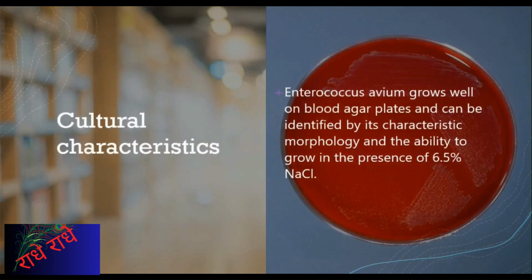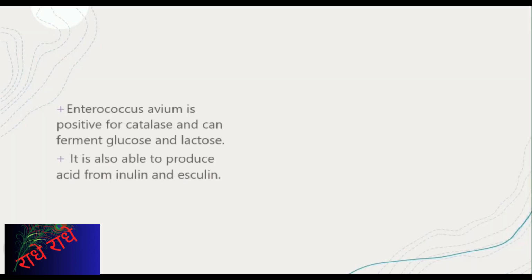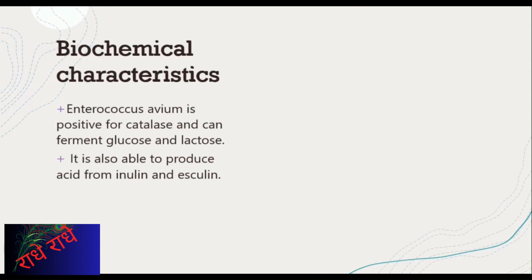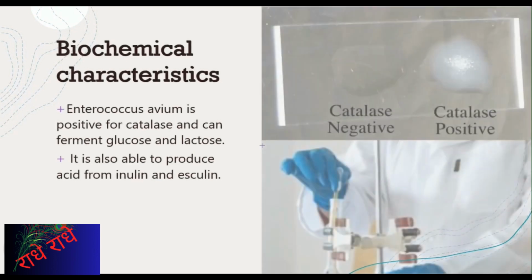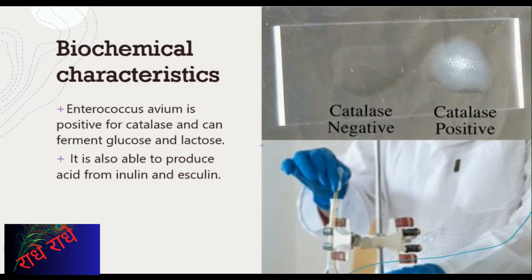Enterococcus avium grows well on blood agar plates and can be identified by its characteristic morphology and the ability to grow in the presence of 6.5% NaCl. Enterococcus avium is positive for catalase and can ferment glucose and lactose. It is also able to produce acid from inulin and esculin.